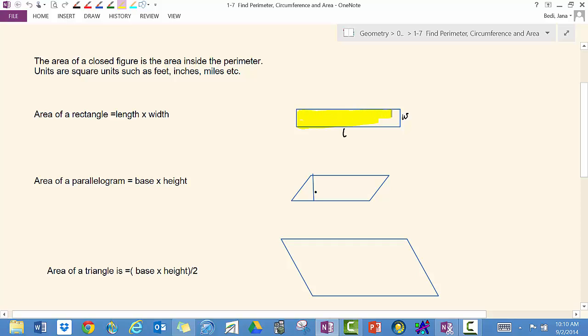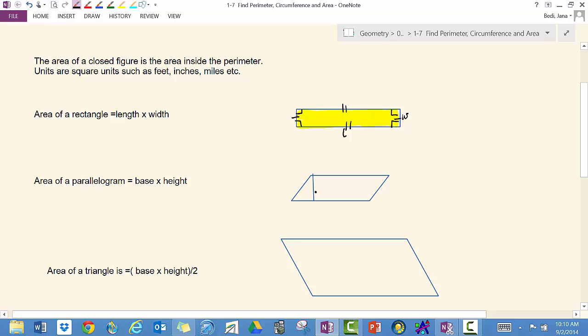inside the blue boundary. I'm trying to keep it inside. And here we go. So this shaded yellow area is the area of this rectangle. And how do we know it's a rectangle? Let's make sure we mark that. A rectangle has 4 right angles, and the property of this rectangle is opposite sides are congruent.